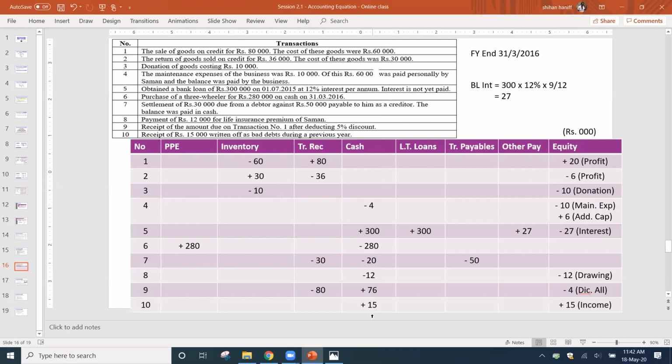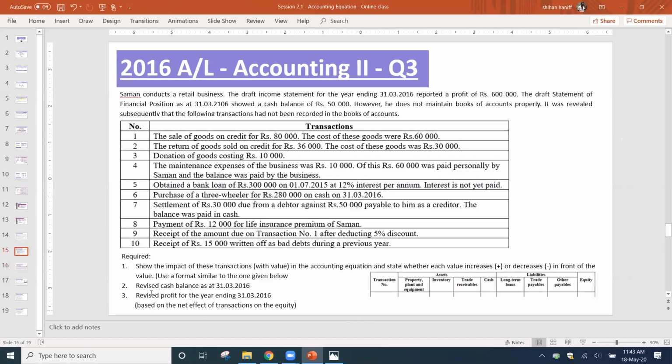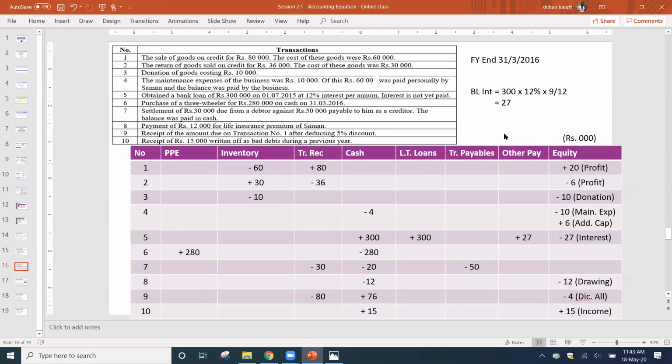Let's calculate the cash balance now. So the question is, prepare the revised cash balance and revised profit. Cash is 50,000, profit is 600,000.